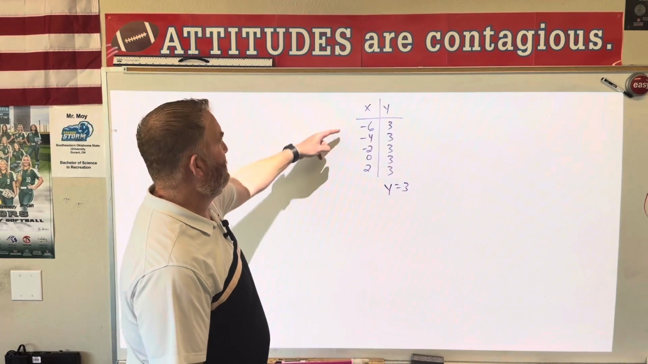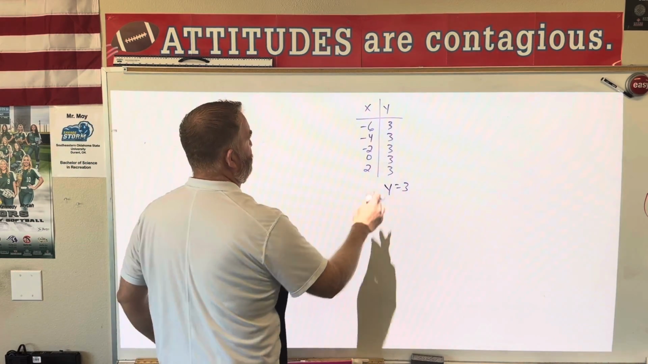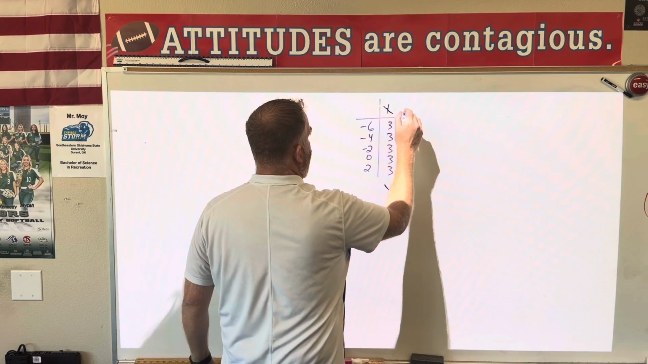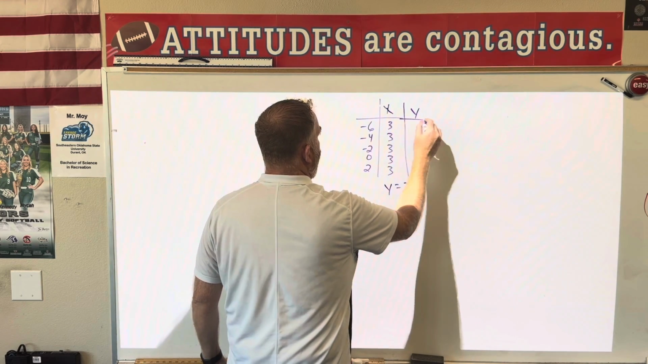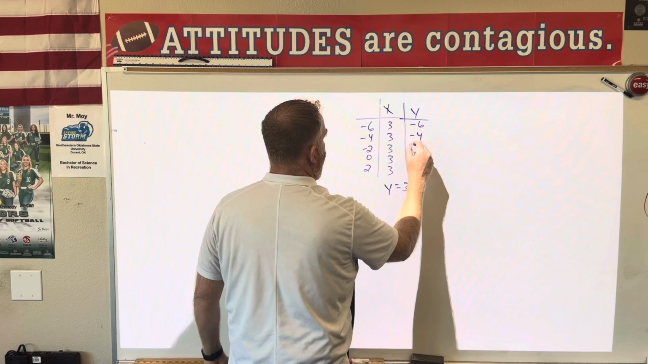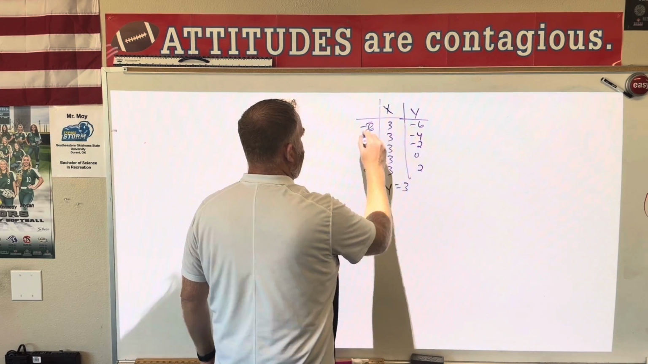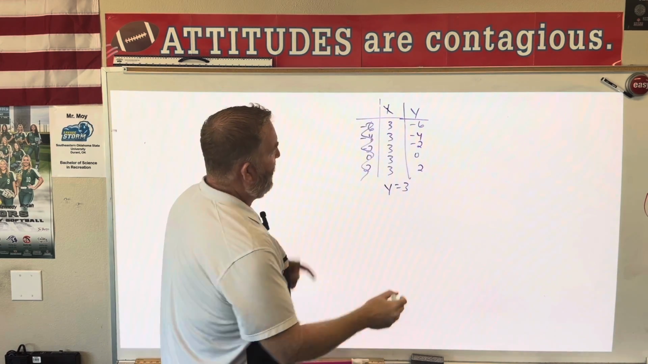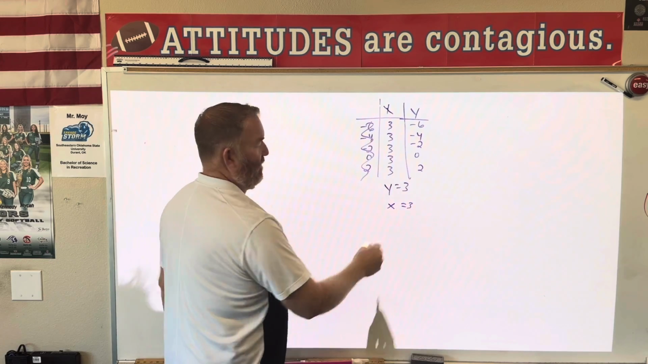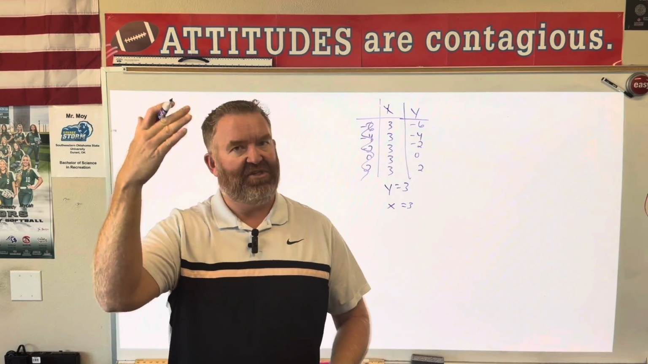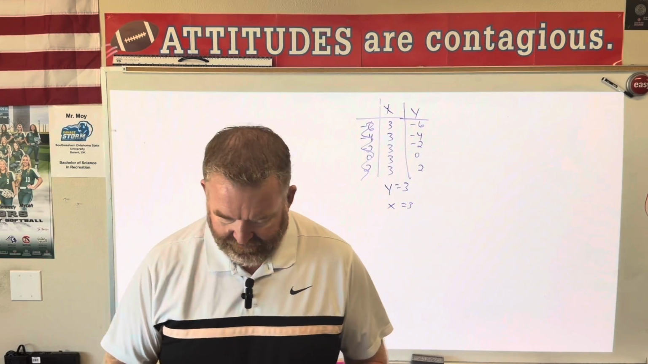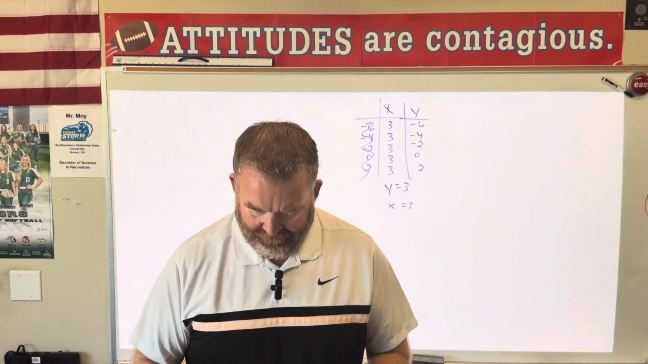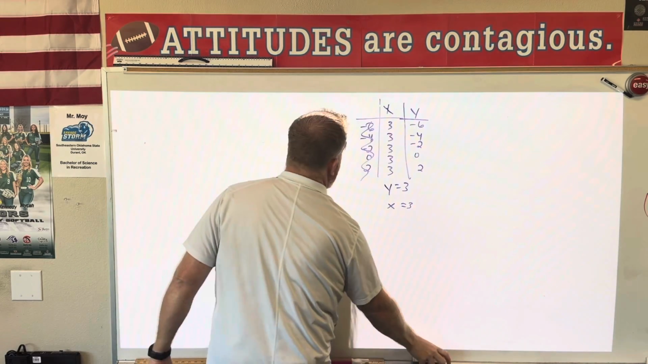If you get one that has x's all matched, let's say it's switched. Let's say this is x, and now you got the y over here. -6, -4, -2, 0, and 2. Let's just say it's switched around. Well, now it would be x equals 3, okay? So if they all match, just tell me which one matches, and that's your equation, okay? All right, number 6.